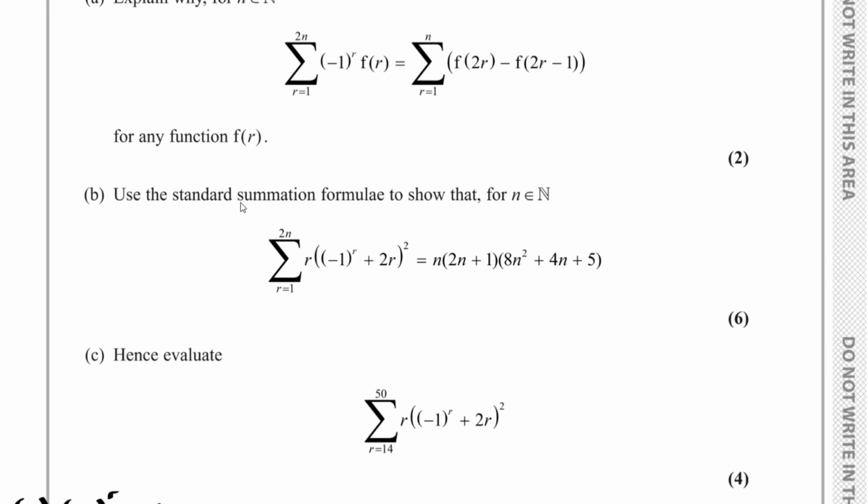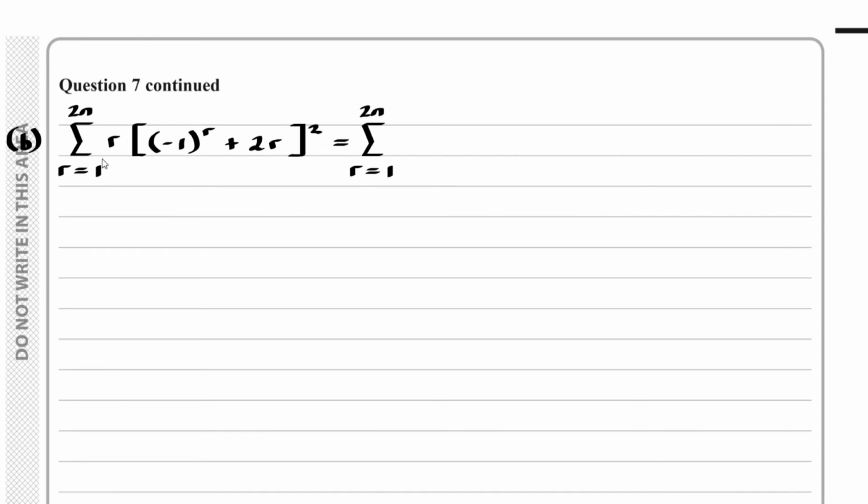Part B: use the standard summation formulae to show that for n belonging to the set of natural numbers, the sum from r equals 1 to r equals 2n of r multiplied by (negative 1 to the r plus 2r) squared equals n multiplied by (2n plus 1) multiplied by (8n squared plus 4n plus 5). So for part B, we have this sum from r equals 1 to r equals 2n of r multiplied by (negative 1 to the r plus 2r) squared. So this is equal to the sum from r equals 1 to r equals 2n of r multiplied by this result squared.